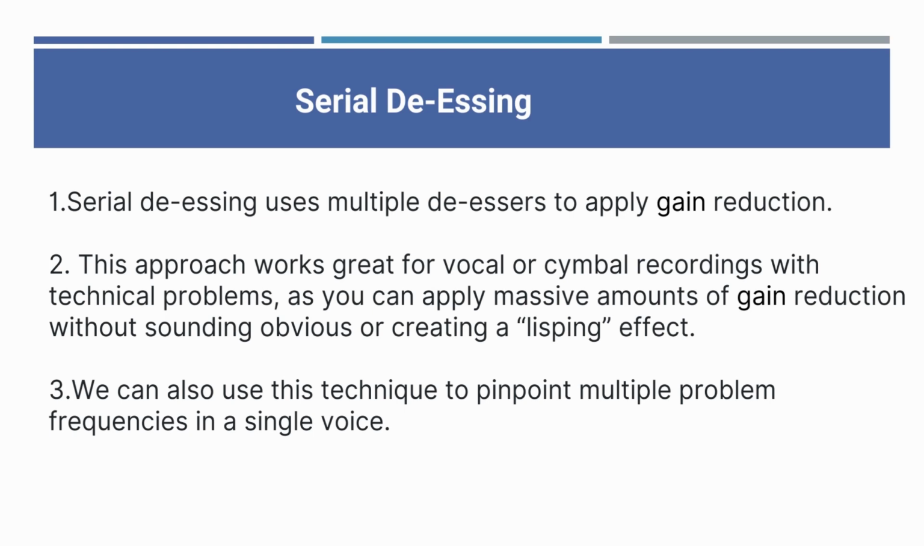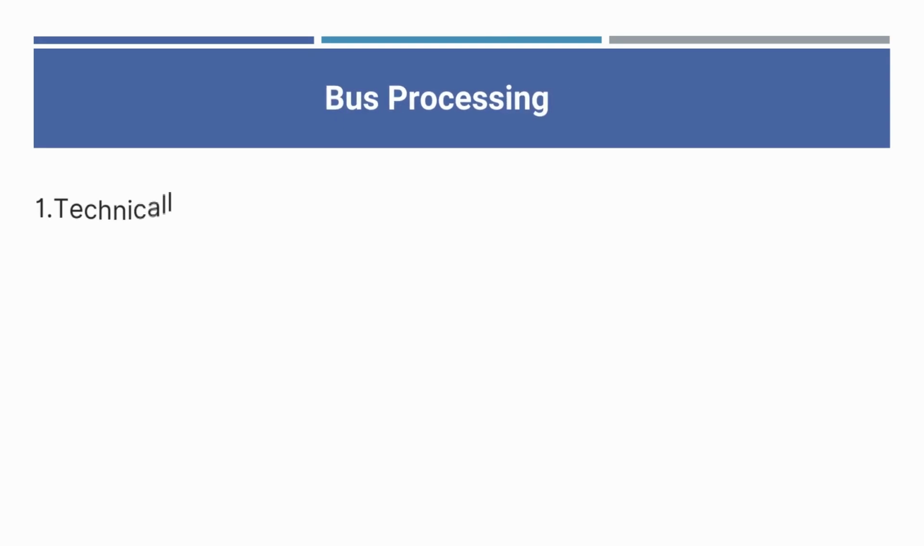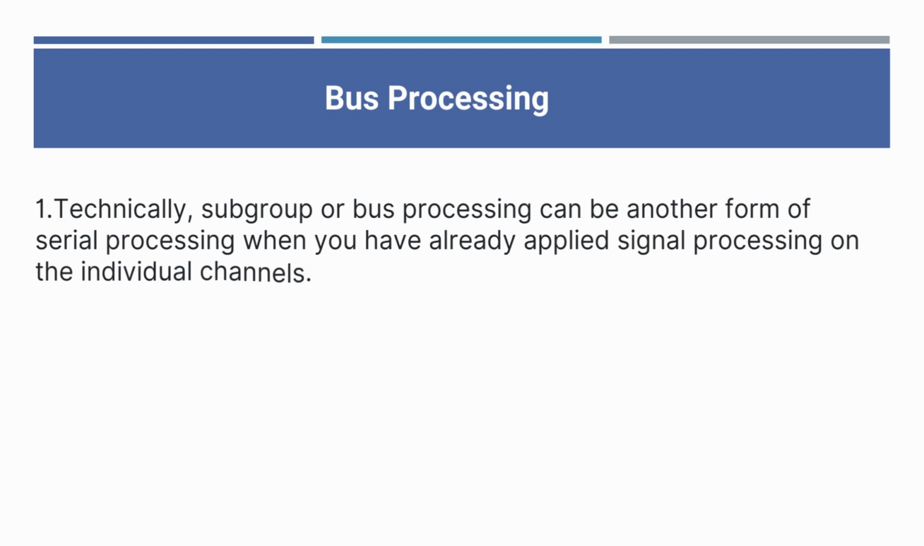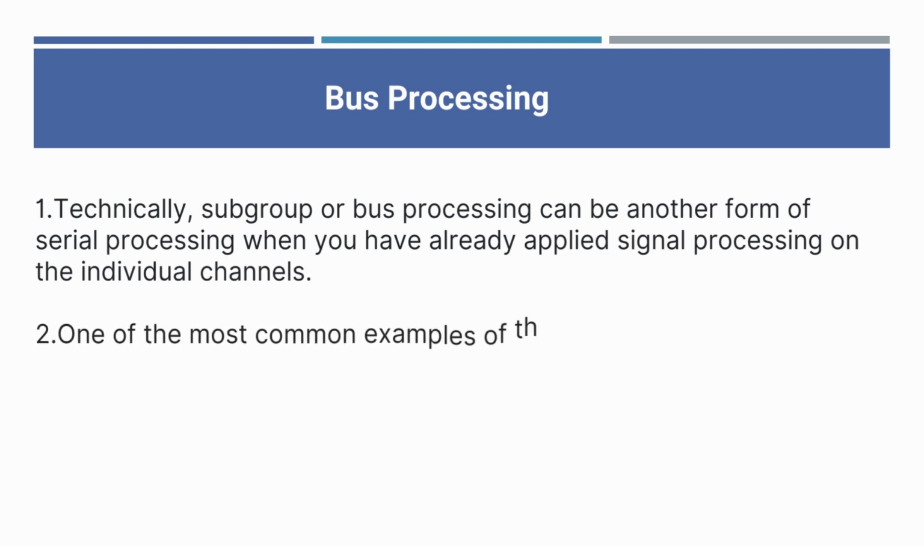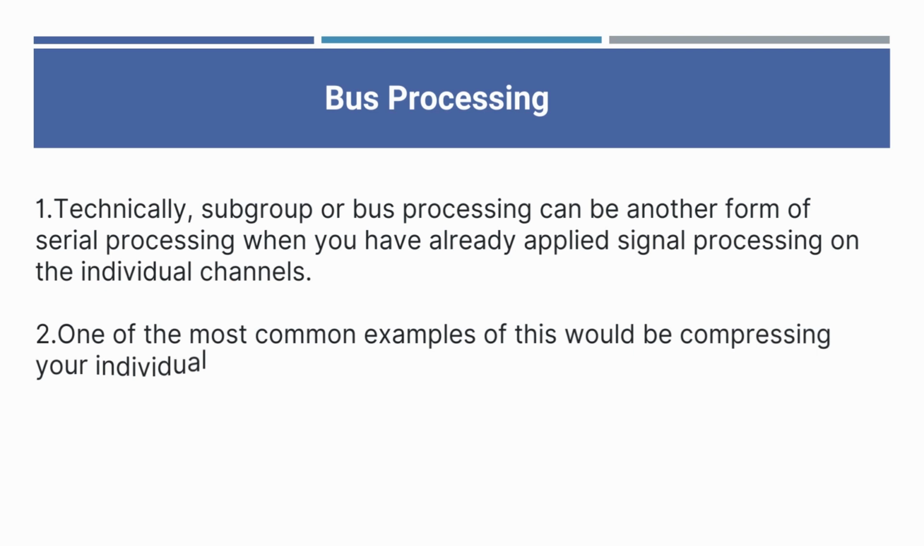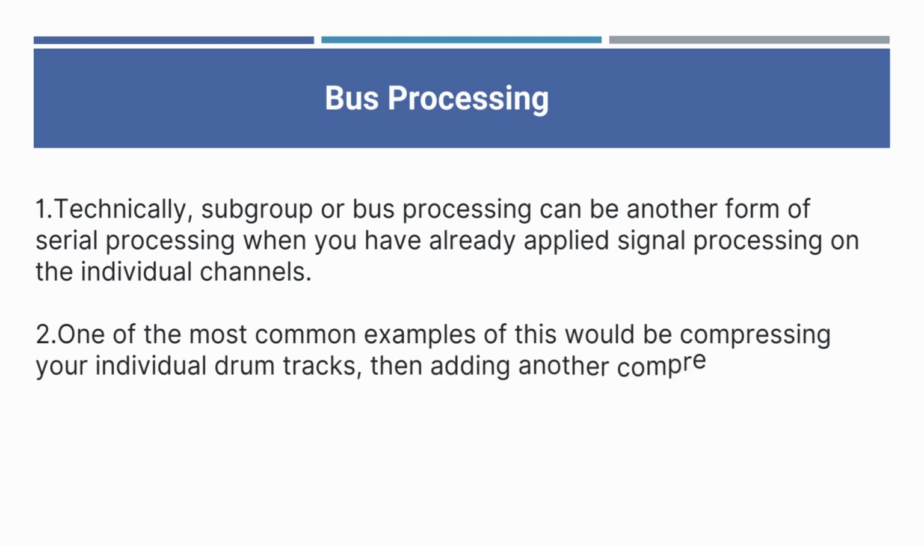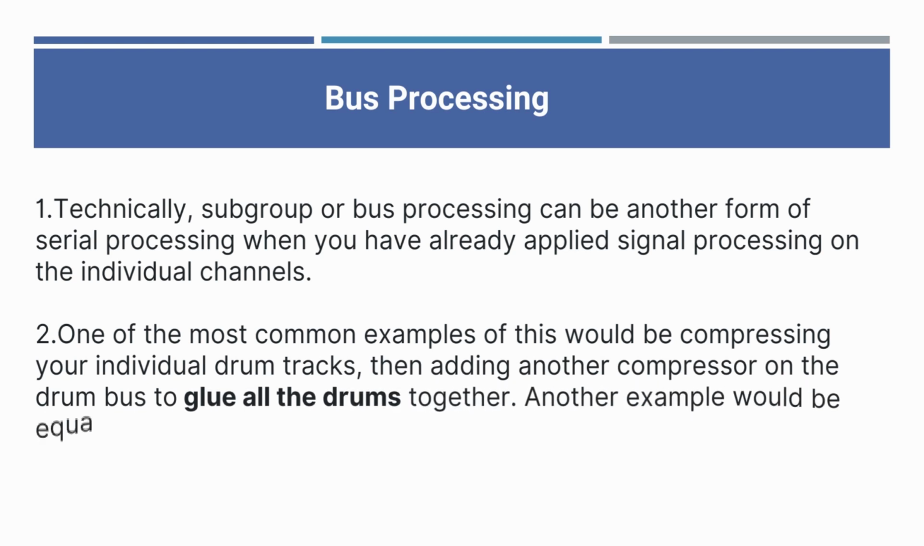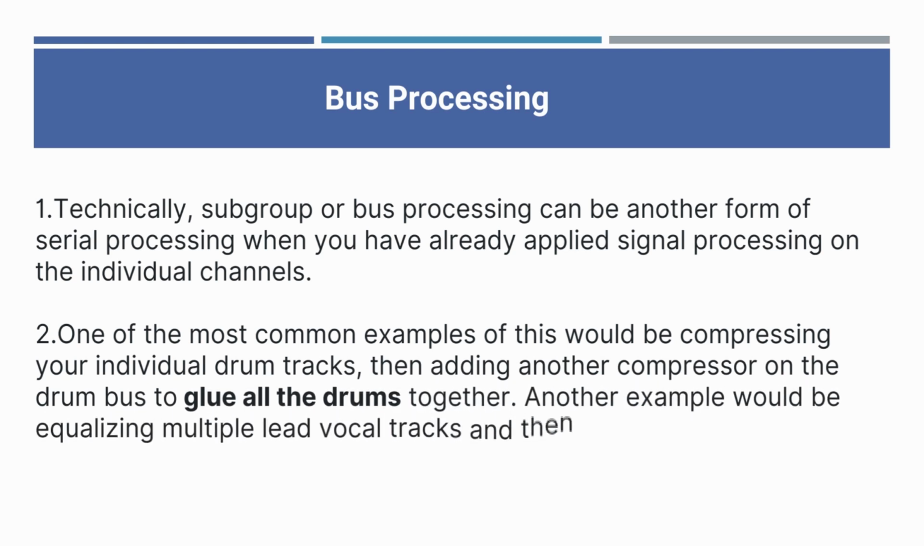Now, bus processing. Bus processing, also known as group processing, refers to the technique of applying audio effects or processing to multiple audio tracks simultaneously, typically by routing them to a common bus or group channel. It allows for the collective treatment of multiple tracks or elements within the mix, providing cohesion, balance, and creative control over the overall sound. So, bus processing is a powerful technique used in audio production as it allows for efficient and unified control over multiple tracks. It helps in achieving a cohesive and balanced mix while providing the flexibility to shape and enhance the overall sound in creative ways.